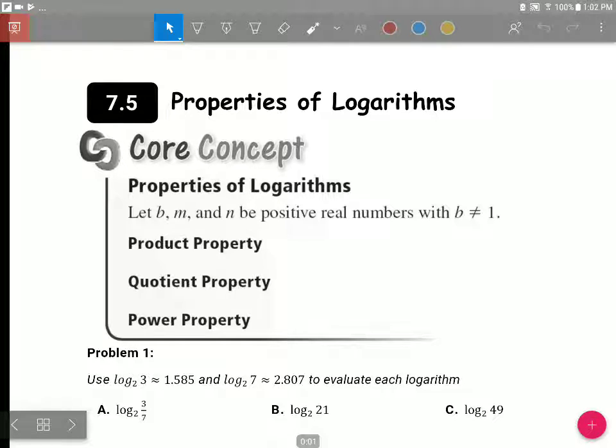7.5 properties of logs. I told you today is actually quite an easy day. It really is. Y'all know kind of the exponent rules in general. And today we're going to talk about just basic properties of logarithms. Okay? So here we go.